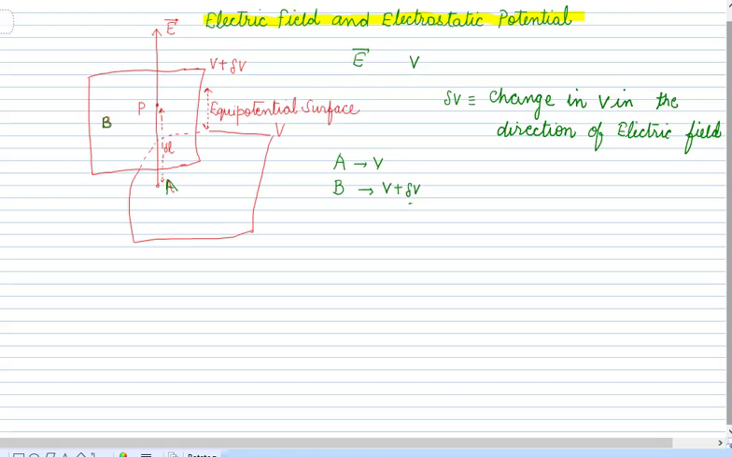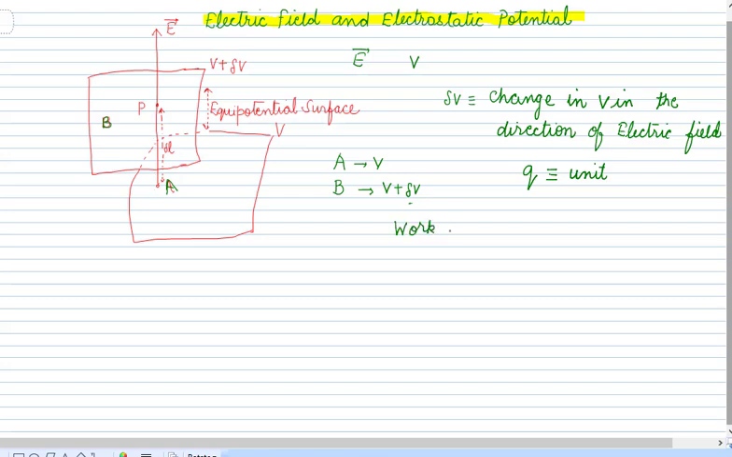Now P is any point on the surface B and delta L is the distance between A and P. So now what we do, we take a unit positive charge. We are taking a test charge Q, and this we are taking as a unit positive charge, and we move this charge from equipotential surface A to surface B. Okay, we move this charge from A to B in the direction of AP. Right? So if we are moving it from here to here, that means we are doing some work.